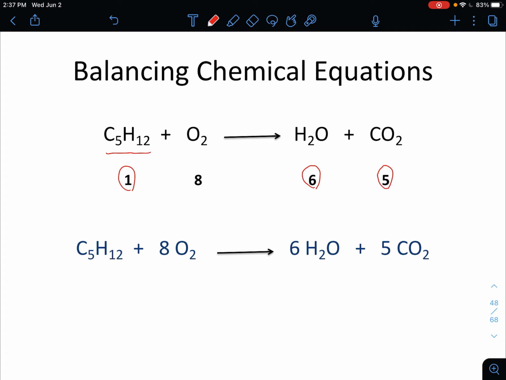And then if I total up the oxygens, it's 5 times 2 from the CO2 plus 6 more from the water, so 16, and then divided by 2 because it's O2, that's how I get the 8 for oxygen. And then I'm all set with 1, 8, 6, 5 as my coefficients.